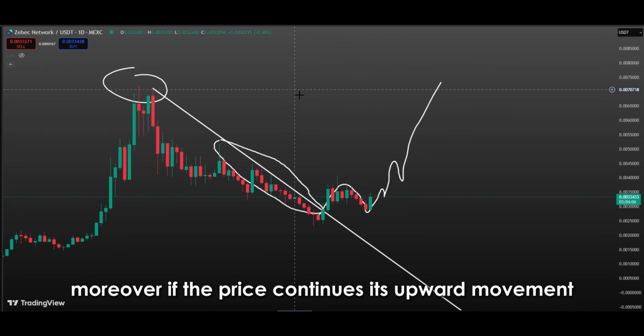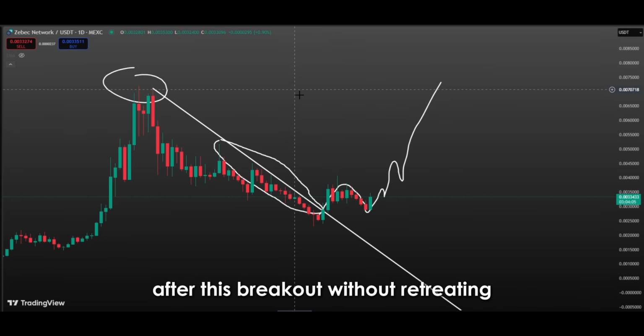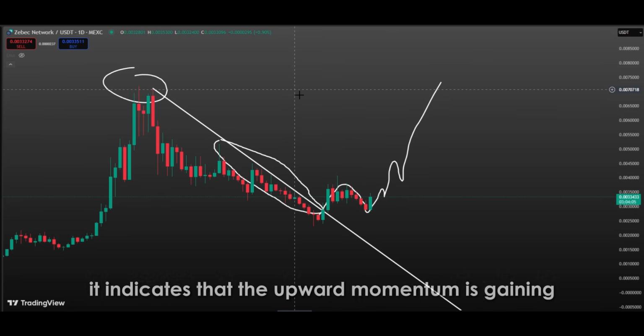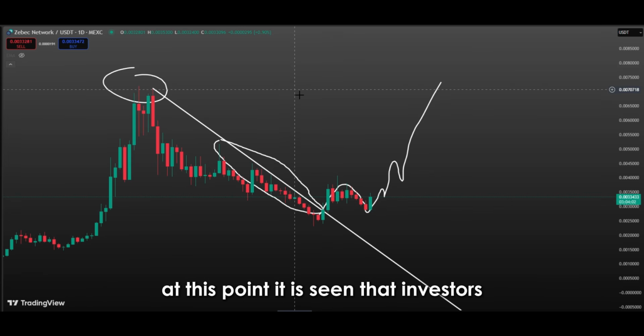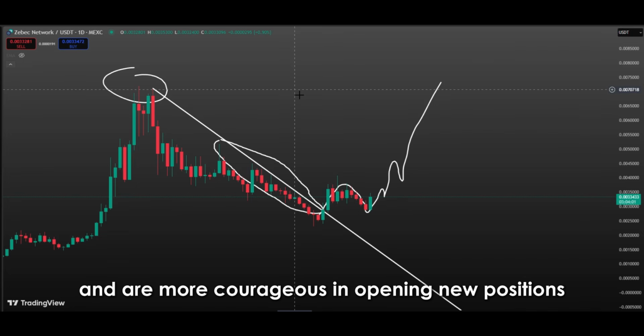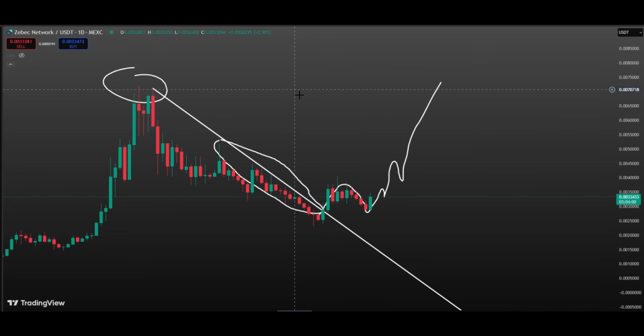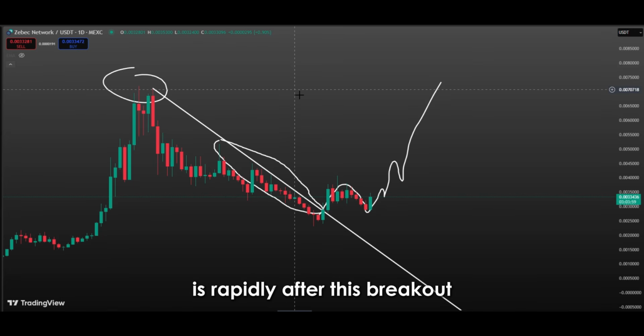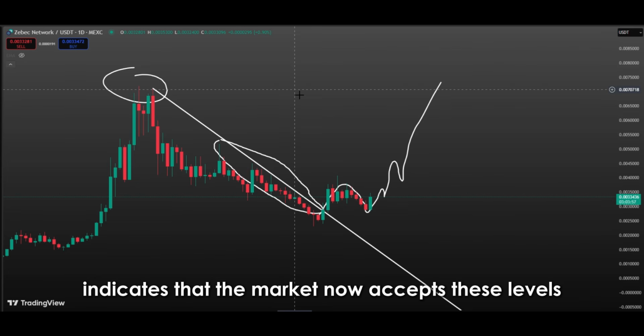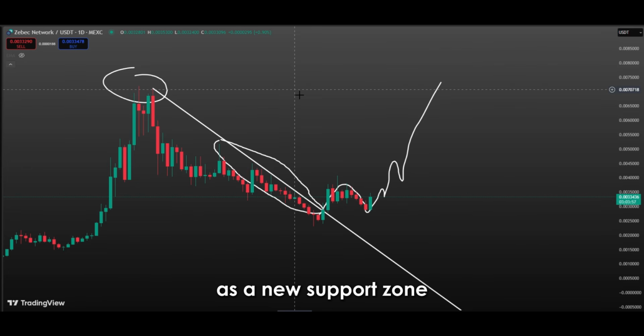Moreover, if the price continues its upward movement after this breakout, without retreating, it indicates that the upward momentum is gaining strength and the appetite for buying is increasing. At this point, it is seen that investors have entered a more optimistic mood and are more courageous in opening new positions. In addition, the fact that the price tends to rise rapidly after this breakout without consolidating horizontally indicates that the market now accepts these levels as a new support zone.